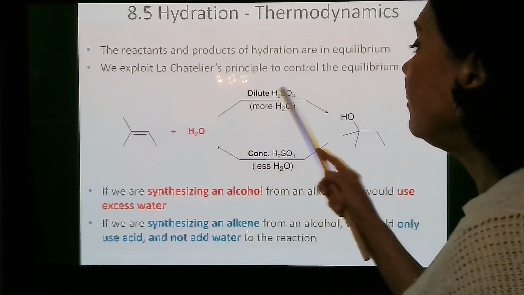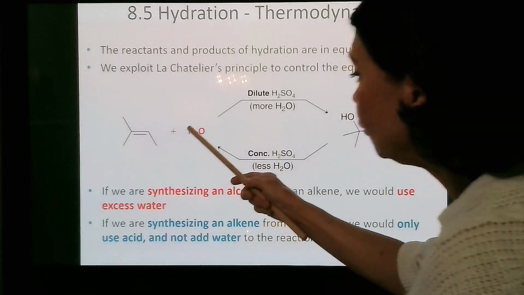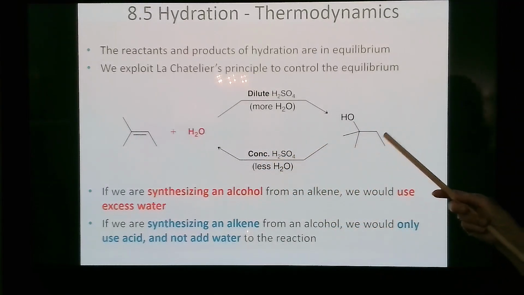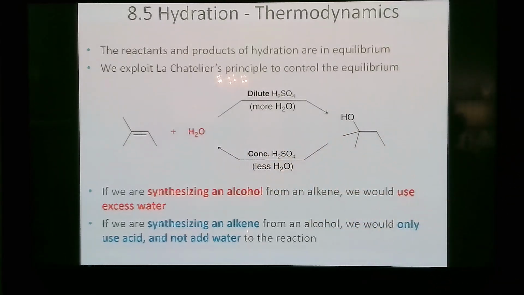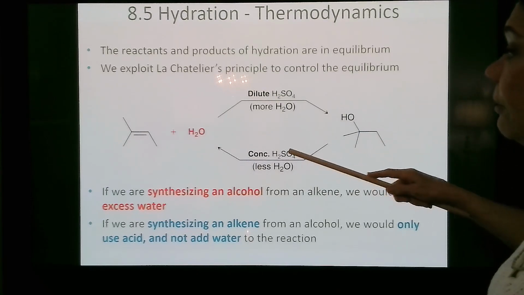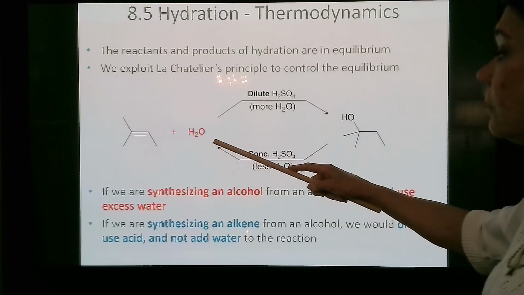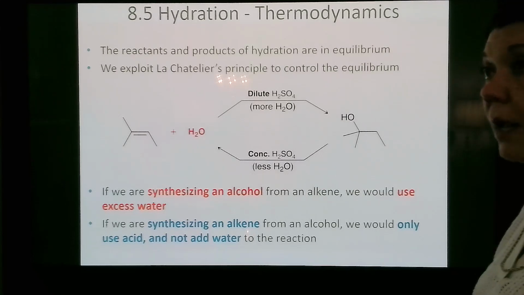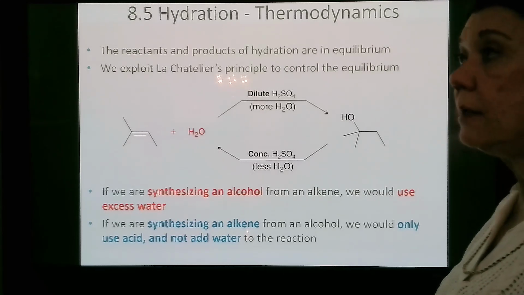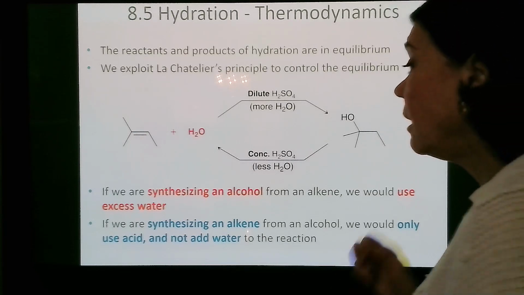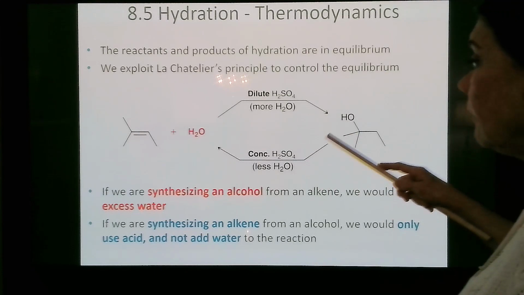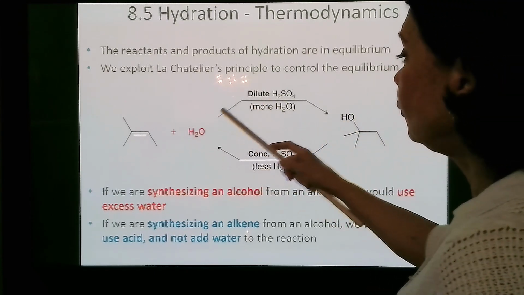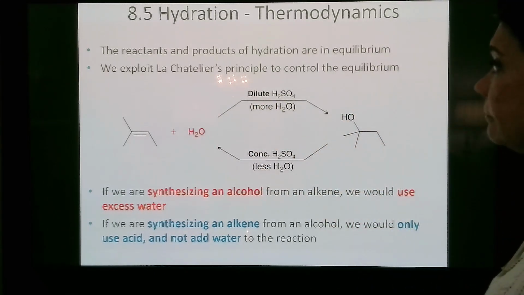And so you can control this equilibrium. If you want to push the equilibrium towards product, you would simply add more water. If you want to effect the opposite reaction, you could simply remove water by adding molecular sieves or by distilling off the water. So you can make the reaction go forwards or backwards.